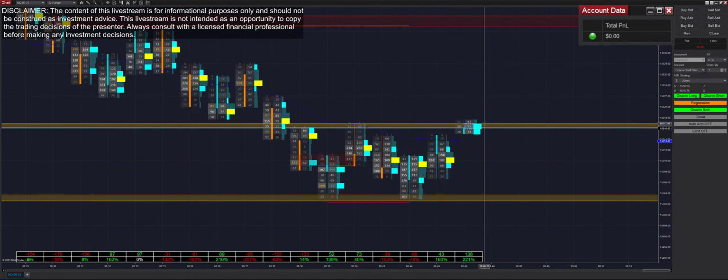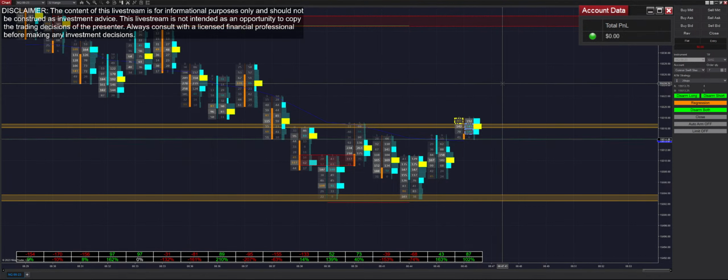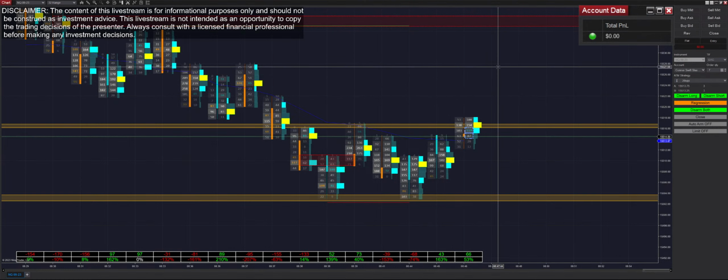Hold on, let's just see here. We might get a trend mode switch here if we close out of this bar. So we did not have a trend switch there, unfortunately.